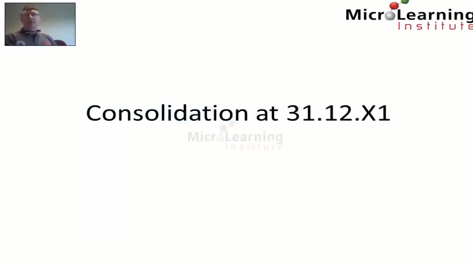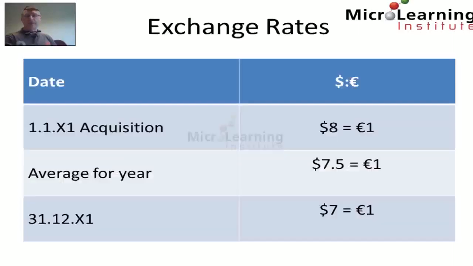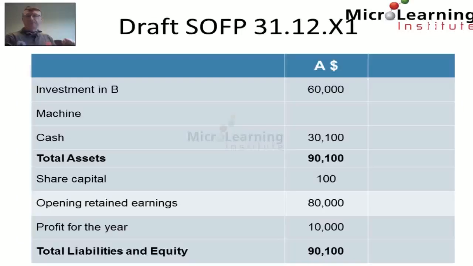Next up, we begin to look at how we can consolidate the foreign subsidiary at year end, the 31st of the 12th, year 1. Now, let's look at the exchange rates that are prevalent in the year. The exchange rate at acquisition, we've just been told, is that $8 was equivalent to €1. The average exchange rate for the year since acquisition was $7.50 equivalent to €1. And at year end, the date at which we're preparing the consolidated statement of financial position, the exchange rate is $7 equivalent to €1.